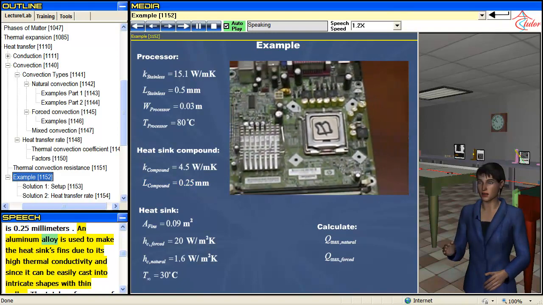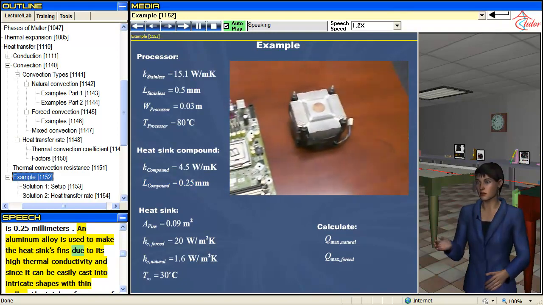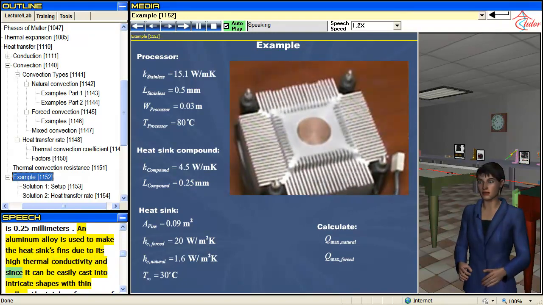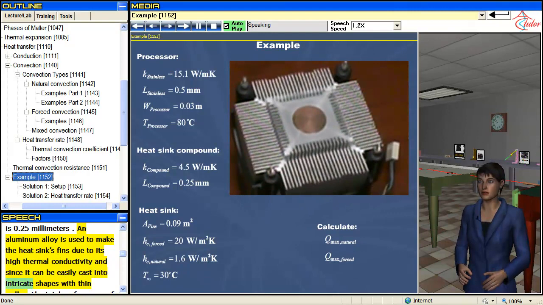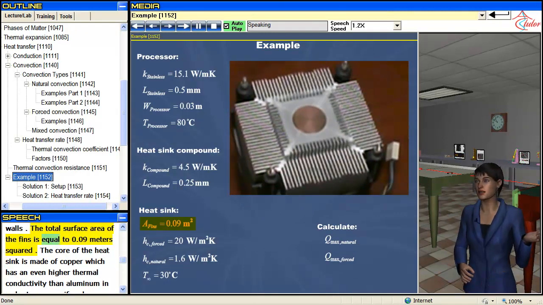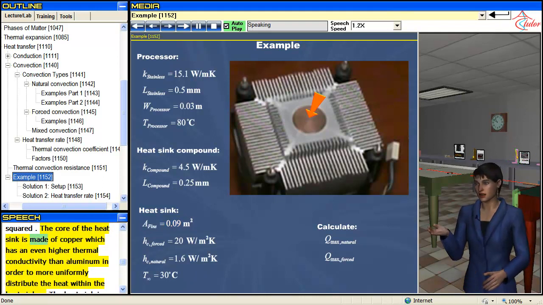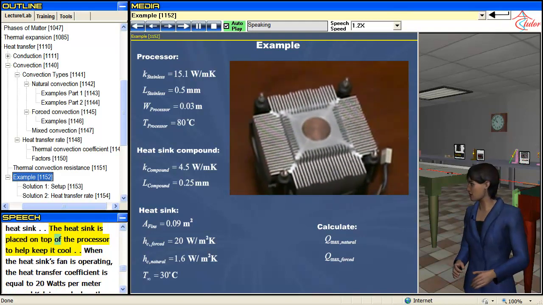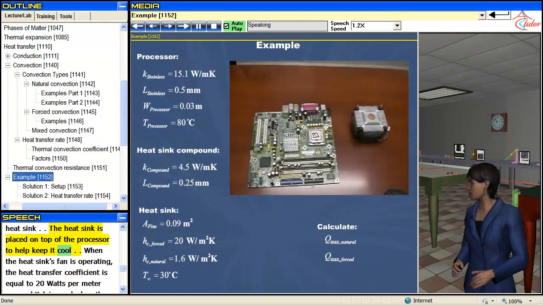An aluminum alloy is used to make the heat sinks thin due to its high thermal conductivity and since it can be easily cast into intricate shapes with thin walls. The total surface area of the fin is equal to 0.09 meters squared. The core of the heat sink is made of copper, which has an even higher thermal conductivity than aluminum, in order to more uniformly distribute the heat within the heat sink. The heat sink is placed on top of the processor to help keep it cool.